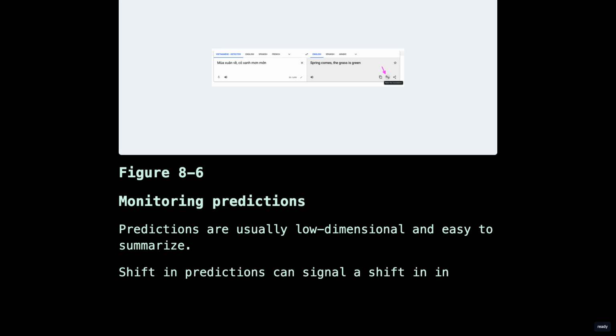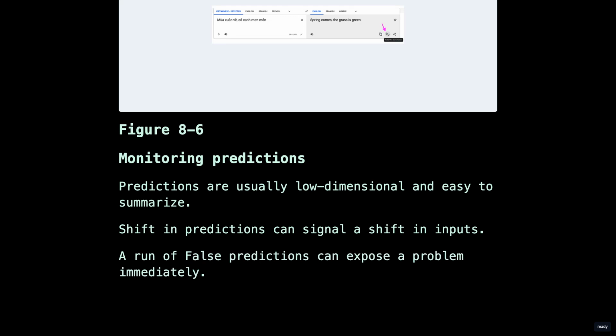If the model itself has not changed, then a new prediction distribution often means the input distribution has changed underneath it. That makes predictions a useful proxy for catching drift early. Some failures are visible long before labels arrive. A model that suddenly predicts one class over and over can be caught in minutes, while accuracy metrics may not move until much later.